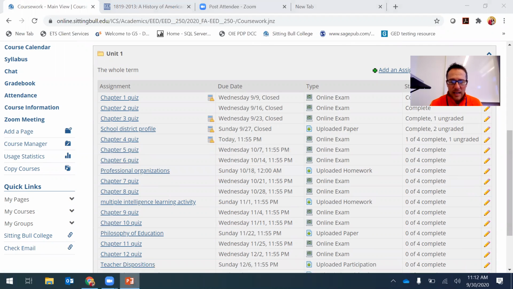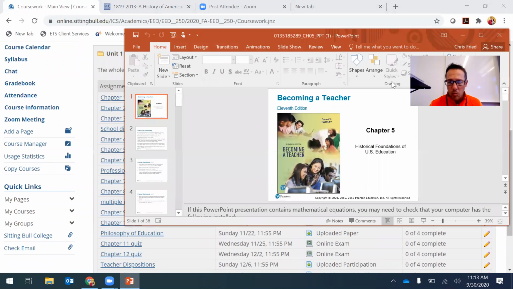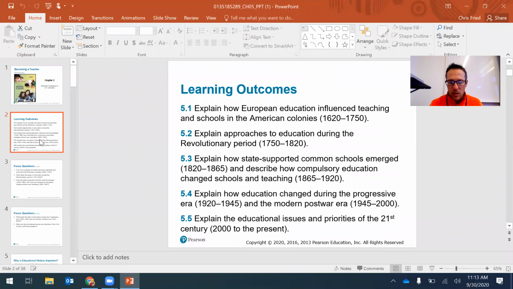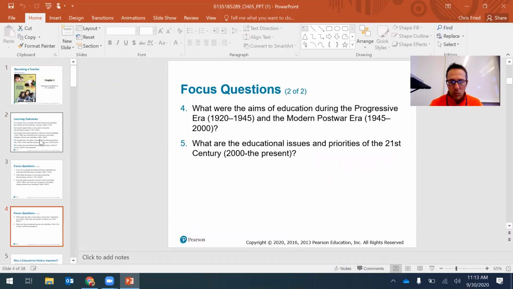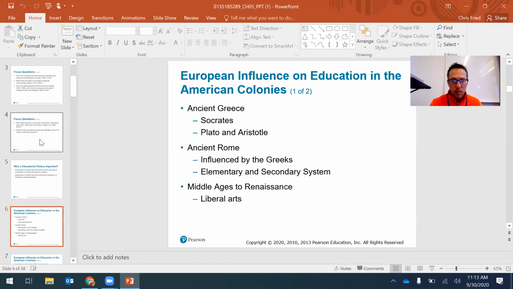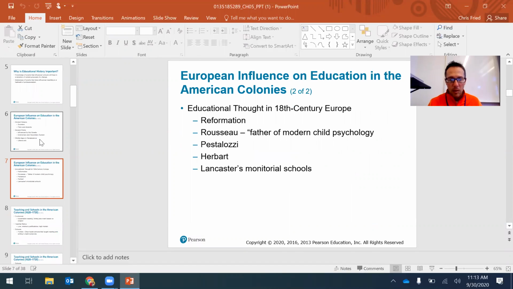Chapter 5 is on the historical components of foundations of U.S. education. The quiz that we have for this is pretty much going to go through the components of historical U.S. colonized education. So you can follow through this PowerPoint and probably be able to find a lot of the answers for the quizzes.